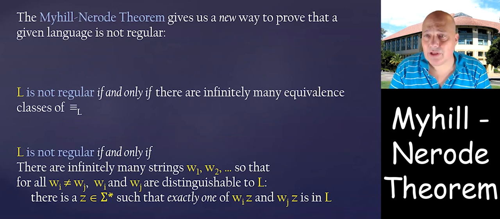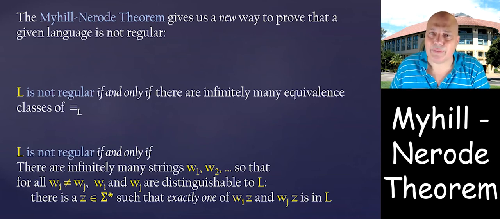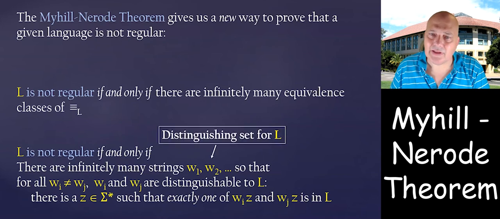And we demonstrated that there are infinitely many equivalence classes. Perhaps we're not representing all of them, but it doesn't matter. We already represented an infinite number of equivalence classes. We'll call this kind of set a distinguishing set for the language L.